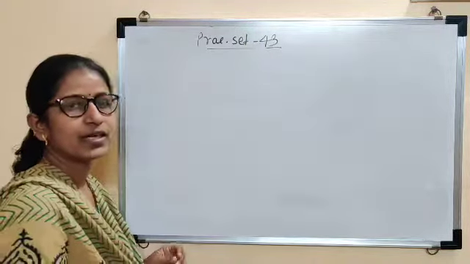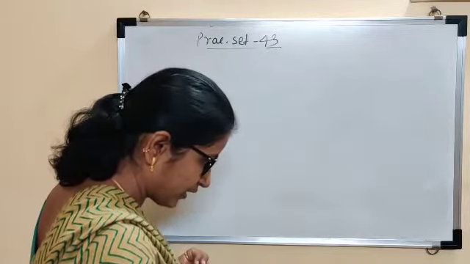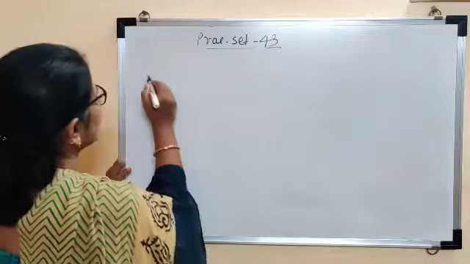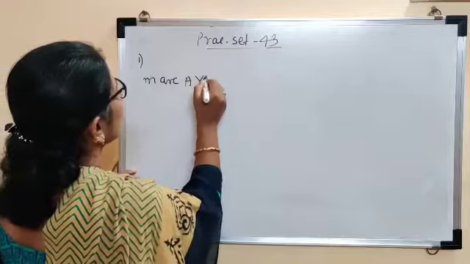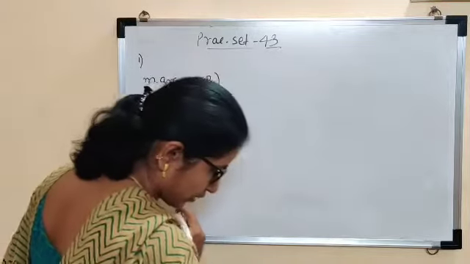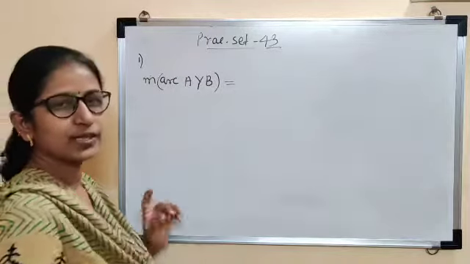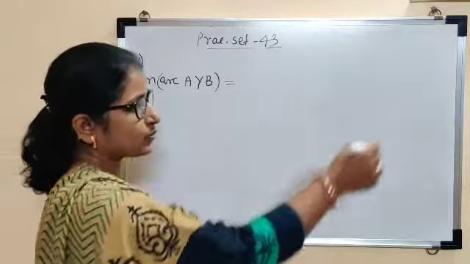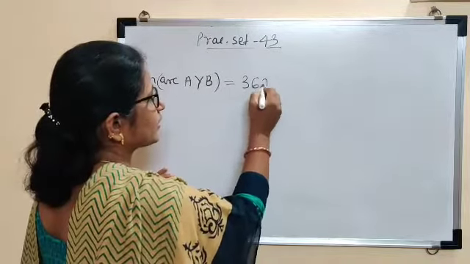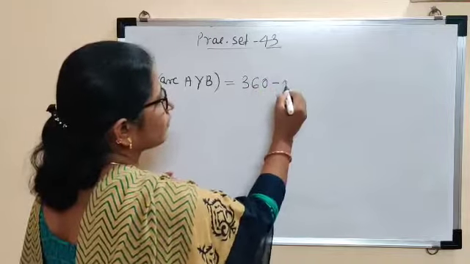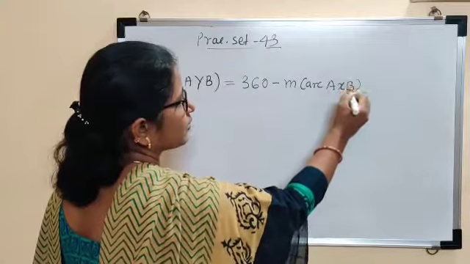Two arcs are given, arc AXB and arc AYB. AXB is given as 120 and we have to find the major arc AYB. We have to find the measure of arc AYB. So how will we find AYB when AXB is given? The measure of a full circle is 360 degrees. So from this 360 degrees you subtract the measure of the given arc AXB. It is the formula.